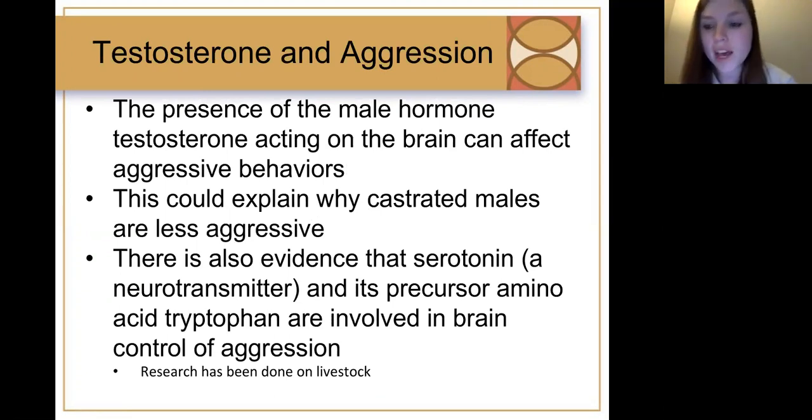So that could be why an animal, maybe a dog that hasn't been fixed, might be a little bit more aggressive than one that has been, because it's going to have more testosterone circulating, and it is linked to aggression. So definitely understand that testosterone is the male hormone that acts on the brain and can affect aggressive behavior.